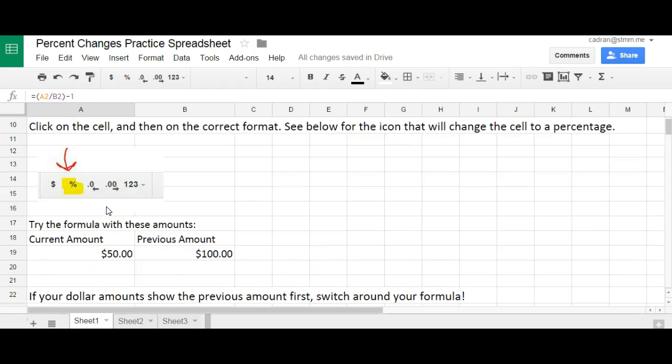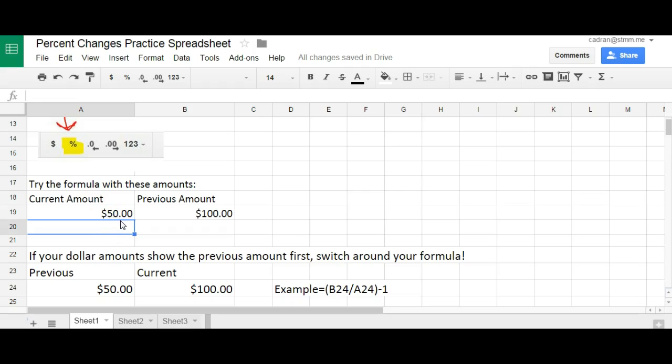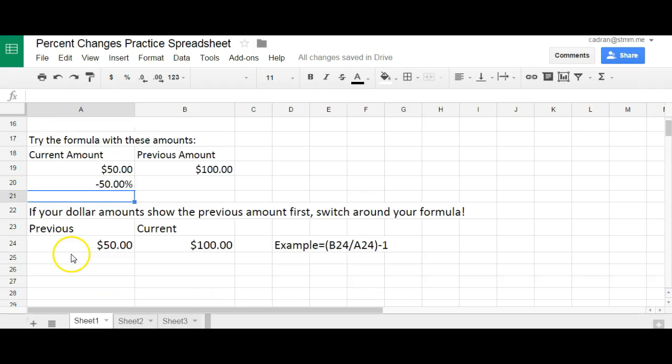Let's say that I have a different situation down here where my current amount is less than the previous amount. I can still figure out what the percent change is. Remember, sometimes the percent change is a negative. Again, start with my equal sign, my parentheses, A19 divided by B19, parentheses -1. Here I can see what makes sense. I have lost half of the money in my bank account for some reason. So negative 50% is my percent change, which makes sense because I went from $100 previously to now only $50.